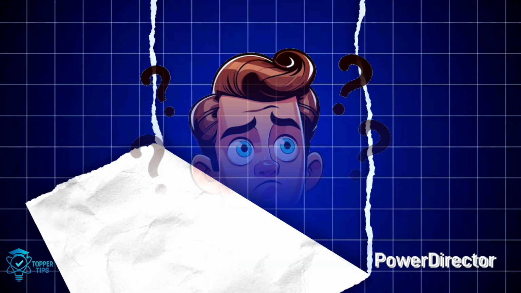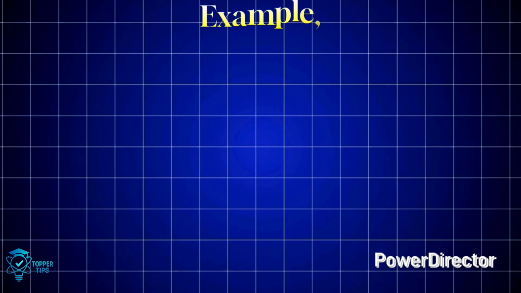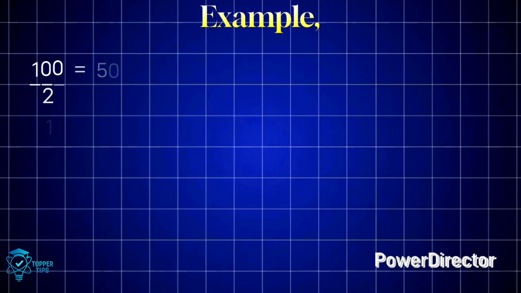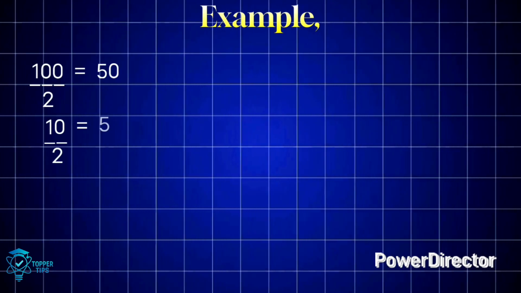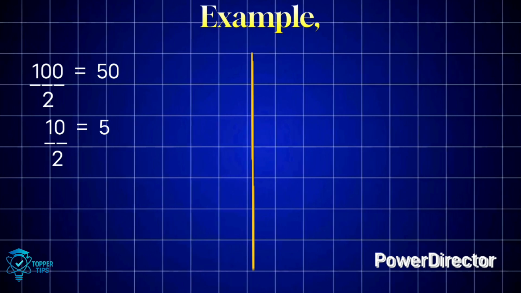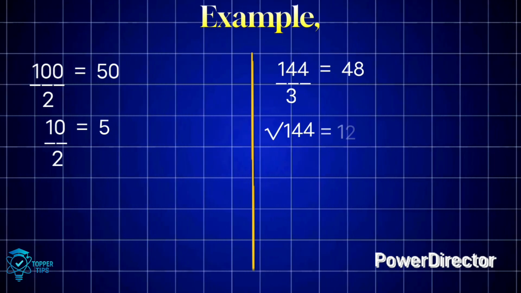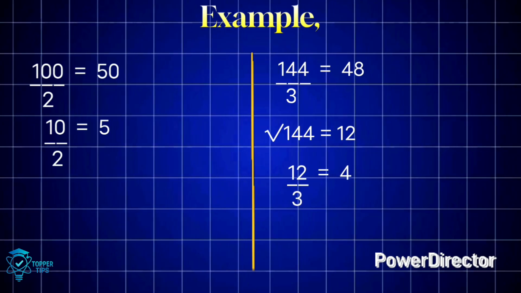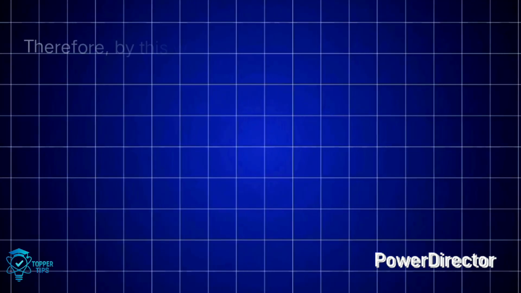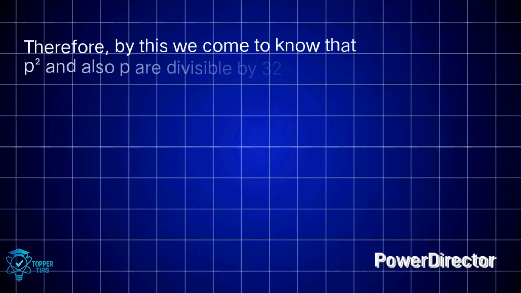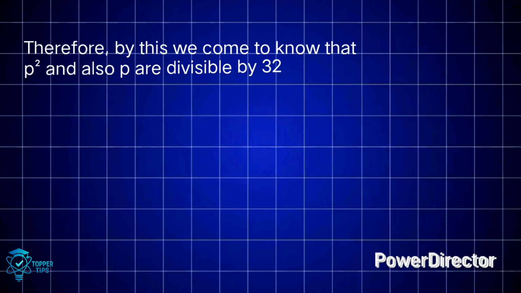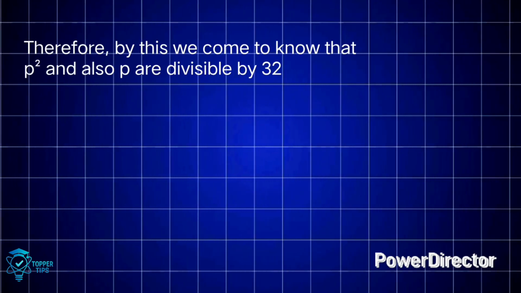Gone above head? No problem. Let's take an example. If 100 is divisible by 2, then 10 is also divisible by 2, correct? Let's take one more. 144 is divisible by 3. Also square root of 144, which means 12, is divisible by 3. Therefore p squared and also p are divisible by 32. Now the step is coming where a majority of students get confused.